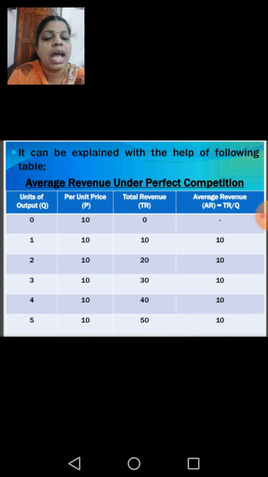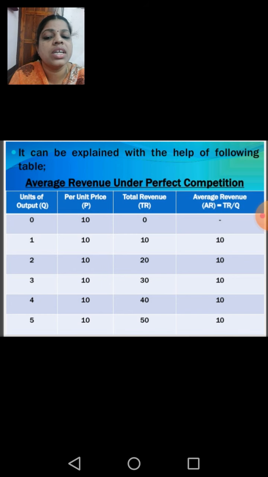And the total revenue already we have calculated using those values. And the average revenue is calculated from the total revenue. After calculating total revenue only we will be able to calculate average revenue. How to calculate average revenue? Average revenue equals total revenue divided by its quantity. So here we can see the first one is nil because total revenue is 0. Nothing to calculate from the total revenue. Next one is what? Yes, TR by Q. So here TR is 10 divided by Q equals what?